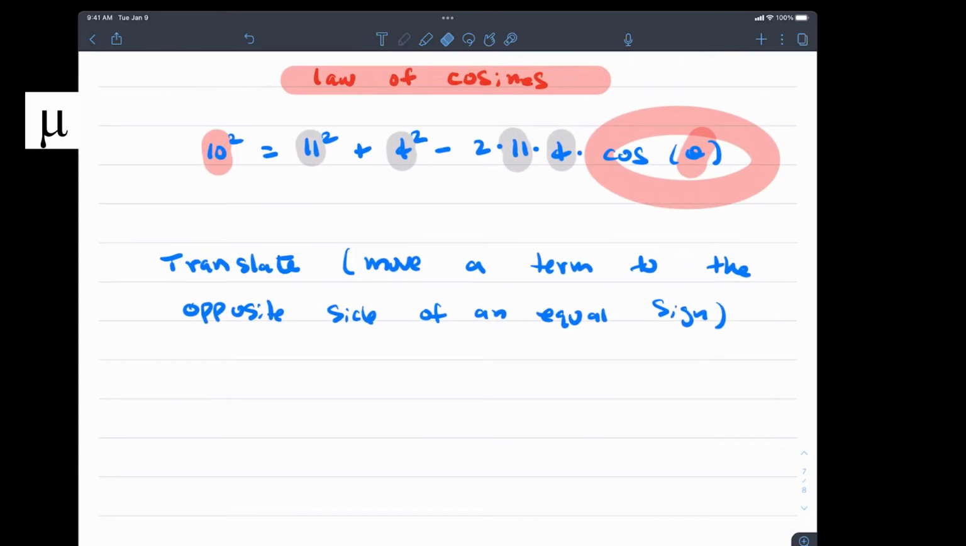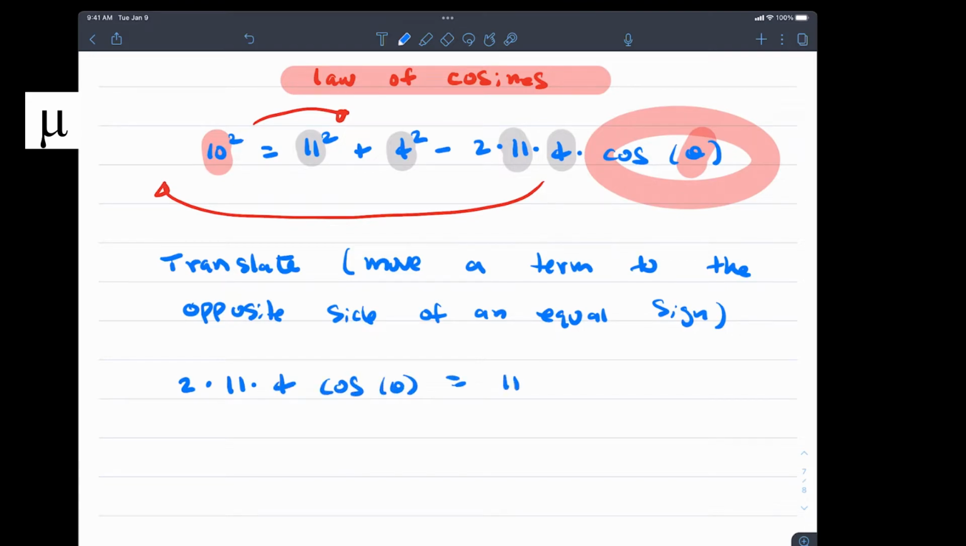Right? We're going to translate. Okay, so what does translate mean? Move this term to the what? Opposite side. Move that term to the opposite side. So you now get 2 times 11 times 4 cosine theta is 11 squared plus 4 squared minus what? 10 squared.